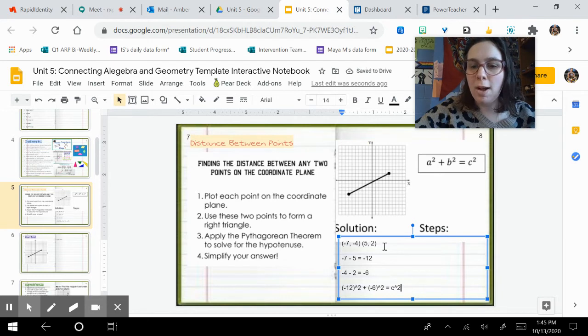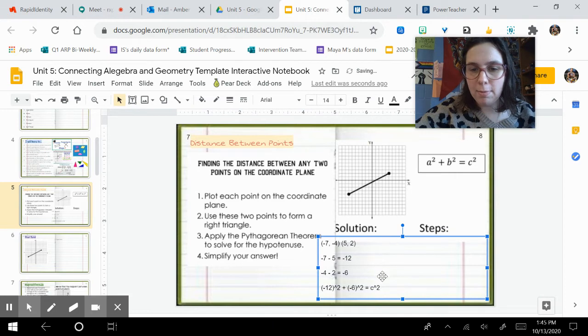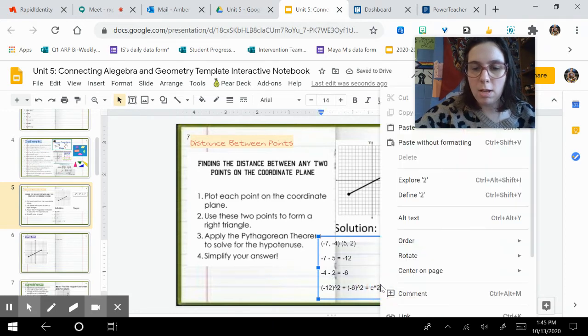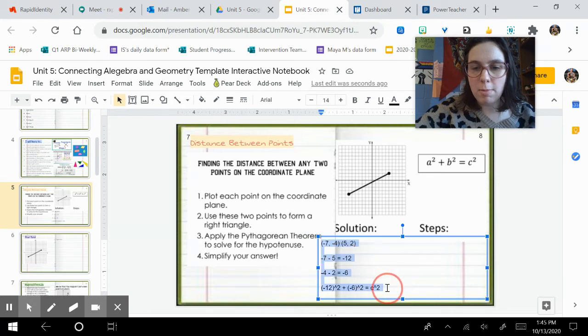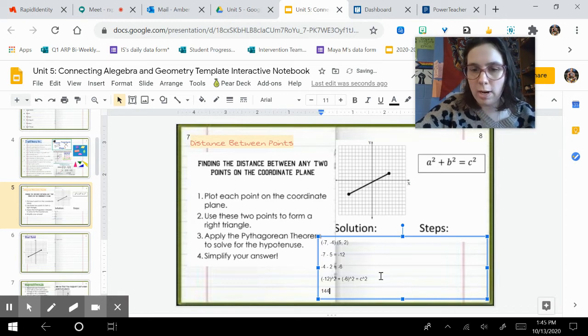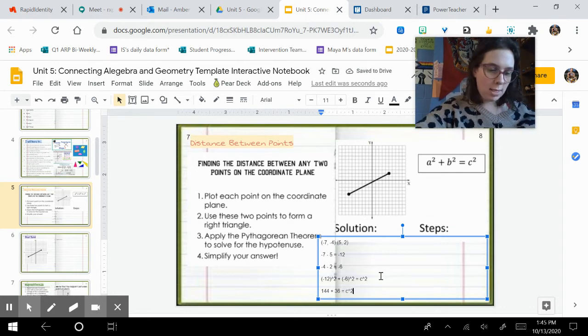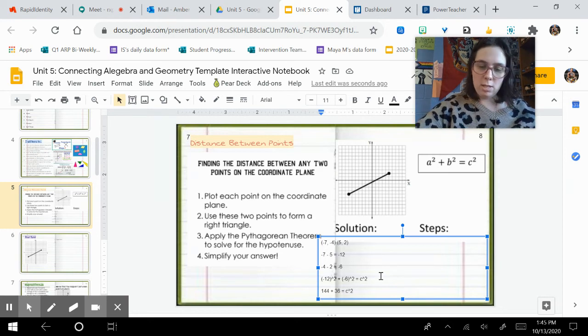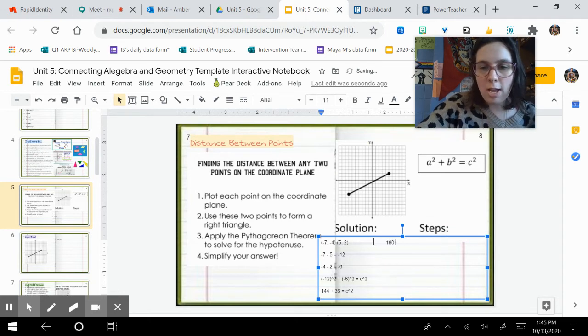Okay, so now we have to simplify that further. Okay, I'm just going to expand this out a little bit, and just let me shrink this down a little bit. Okay, so now I have 144, which is 12 squared, plus 36, which is 6 squared, equals c squared. And then 144 plus 36, I'll make sure I tell you right, I'm being lazy today, is 180. Just going to put it over here, equals c squared.